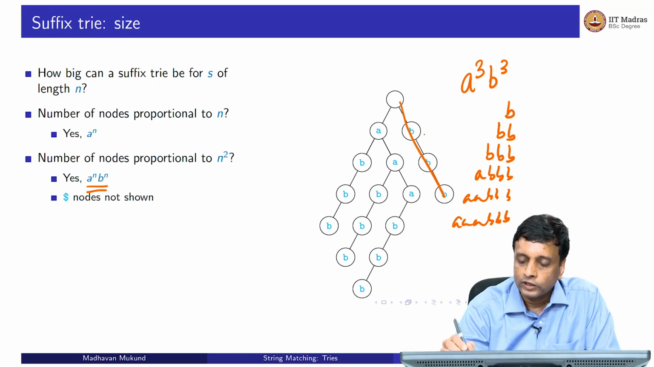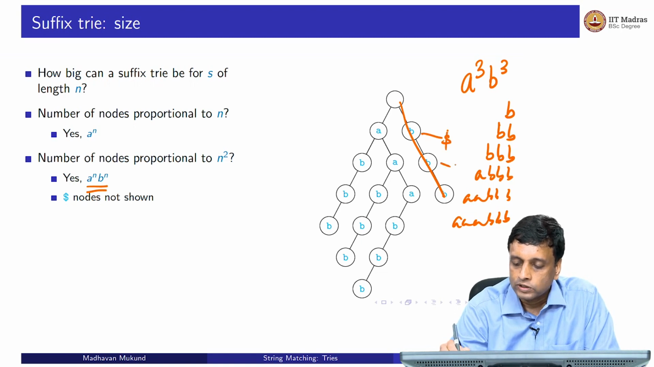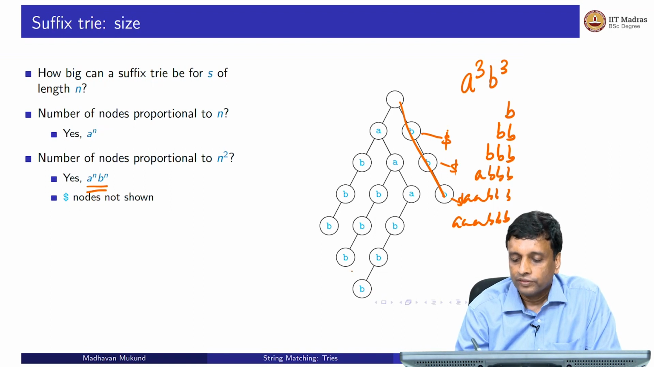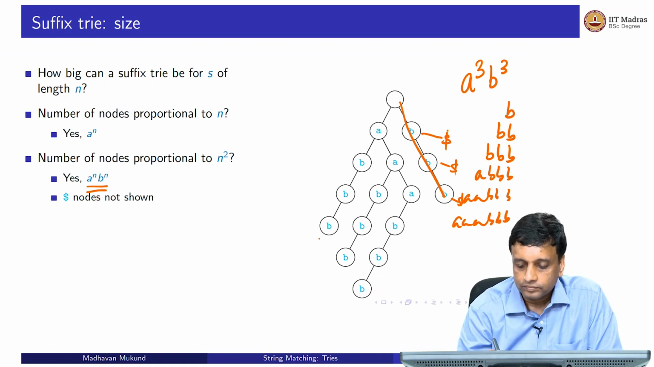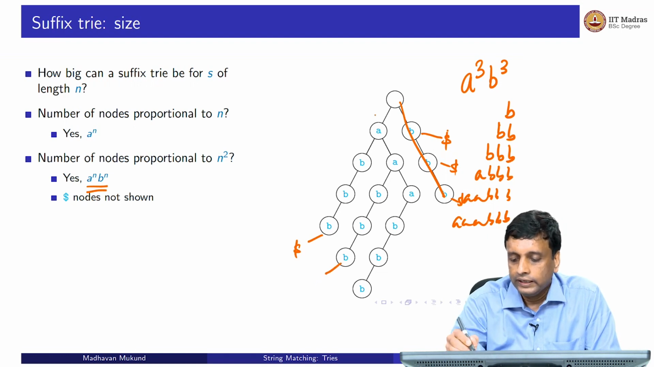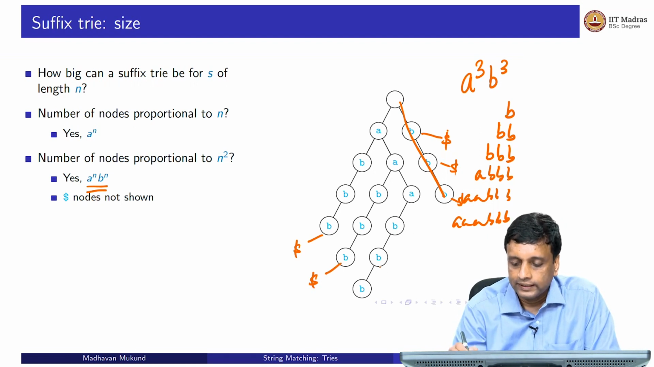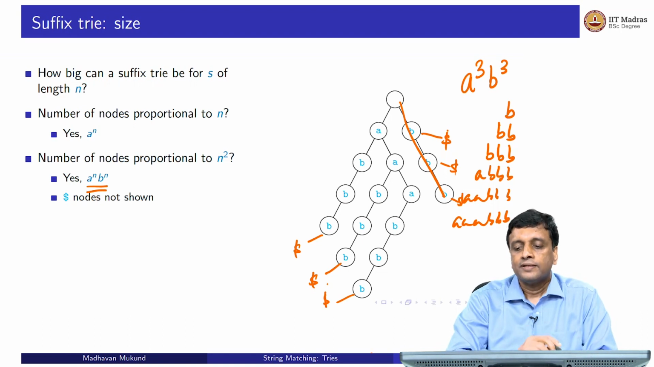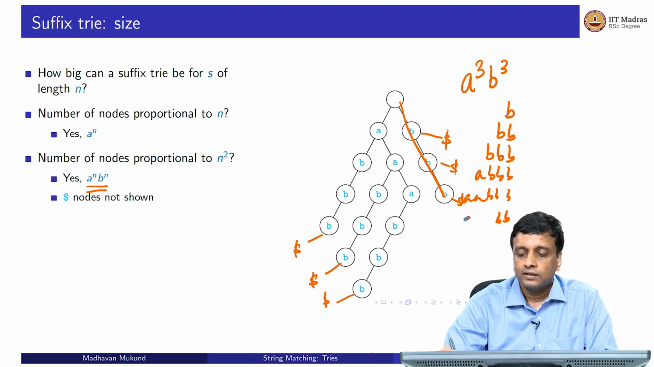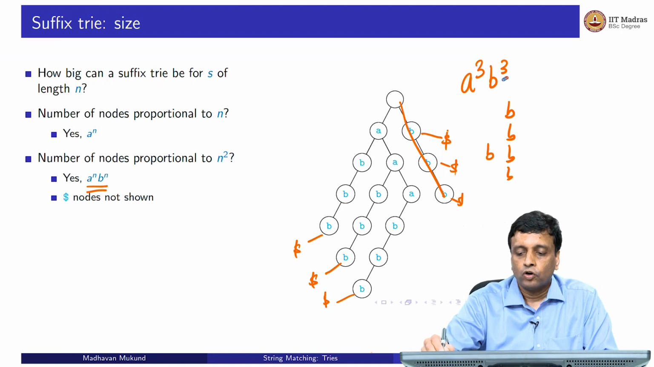So what we have not drawn is all those dollar nodes. There is a dollar node sticking off these things, and there are dollar nodes sticking off all these b's as well. Right? So a followed by 3 b's as a dollar, aa followed by 3 b's as a dollar, and 3 a's followed by 3 b's as a dollar. So there are 6 suffixes, so there are these 6 dollar nodes that we have not drawn.